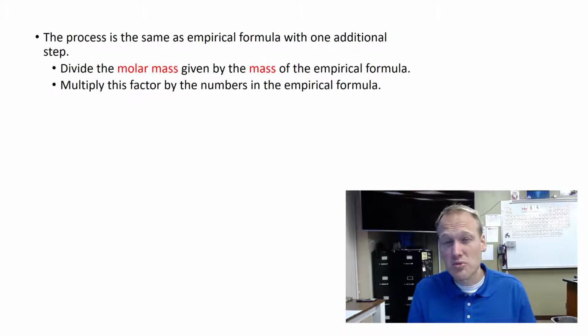So the process is pretty much the same here, except there's one extra step when you get to the end, and that would come from an additional piece of information in the problem. The additional step would be to take the molar mass that is given to you and divide by the mass of the empirical formula. And then you would know how many times the empirical formula would go into the molar mass. I know that's kind of wordy. Let's do an example, and I think it'll help you see what's going on.